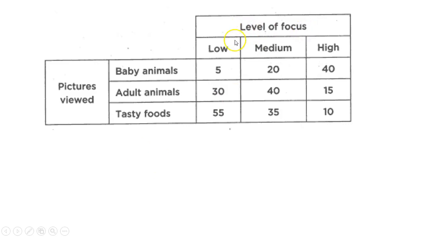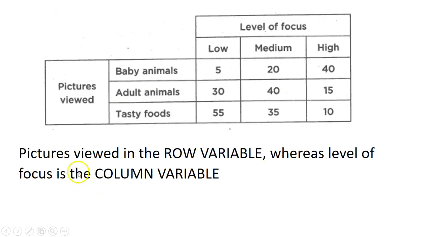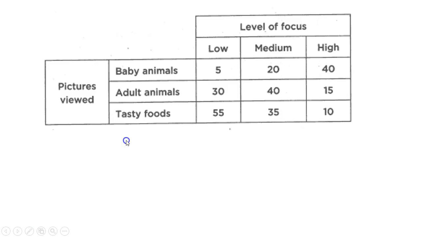Level of focus: low, medium, high. Then over here we have baby animals, adult animals, and tasty food. Pictures viewed is the row variable, where the column is how much they appeared to be focused. And by pictures viewed, I think they mean they were showing them pictures of it.